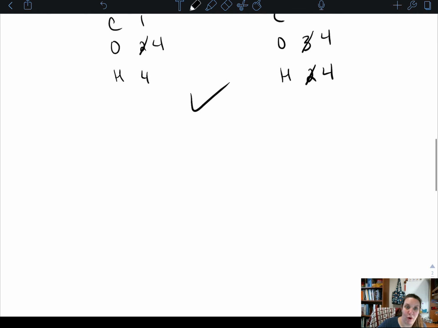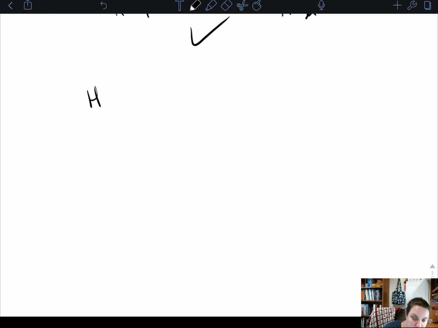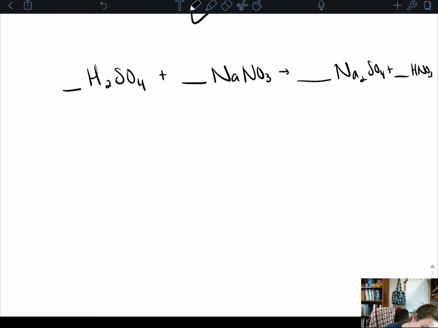But let's try one more with a little bit more to it. So H2SO4 plus NaNO3 react to produce Na2SO4 plus HNO3. So we have sodium, it's our metal. Then we have SO4, NO3, and H. So that'd be the order in which you would balance these.